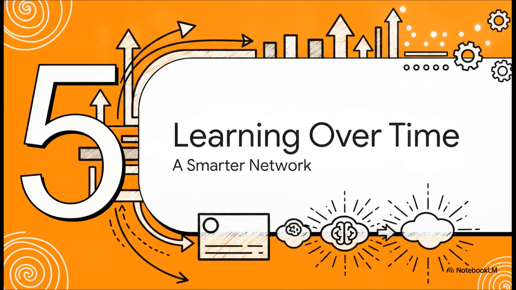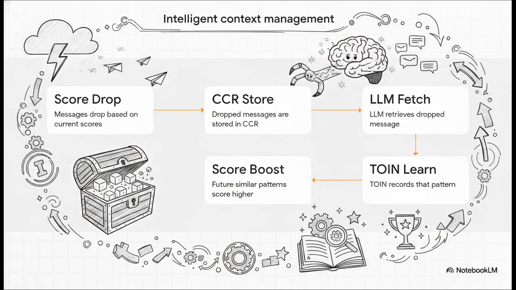Section 5, Learning over time. So intelligent context isn't just a static algorithm. It actually grows. Let's trace this incredible feedback loop. Step 1, messages drop based on current scores. Step 2, dropped messages are safely stored in CCR. Step 3, the LLM eventually realizes it needs that specific dropped data to debug something, so it retrieves it. Step 4, TOIN sees this happen and records that exact pattern. And step 5, future similar patterns automatically score higher. Through this loop, TOIN literally learns to keep those frequently needed error messages while aggressively trashing unhelpful success logs that nobody ever looks at anyway.